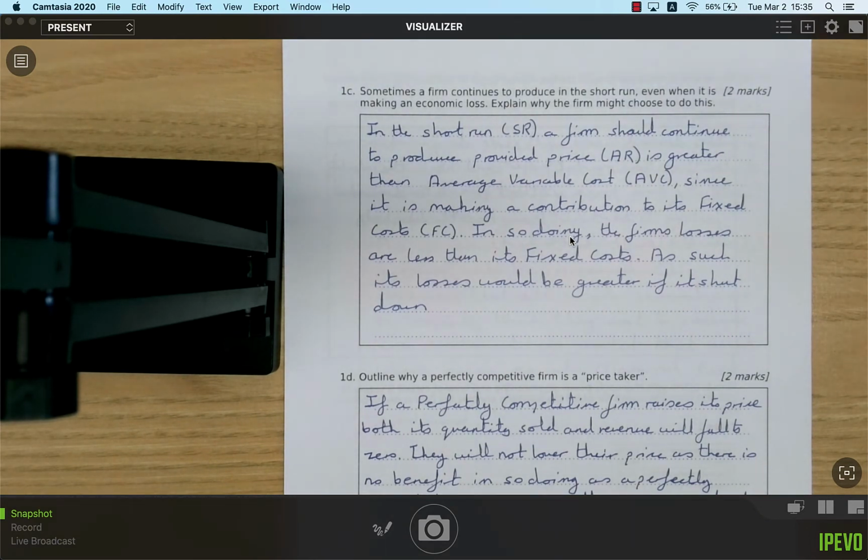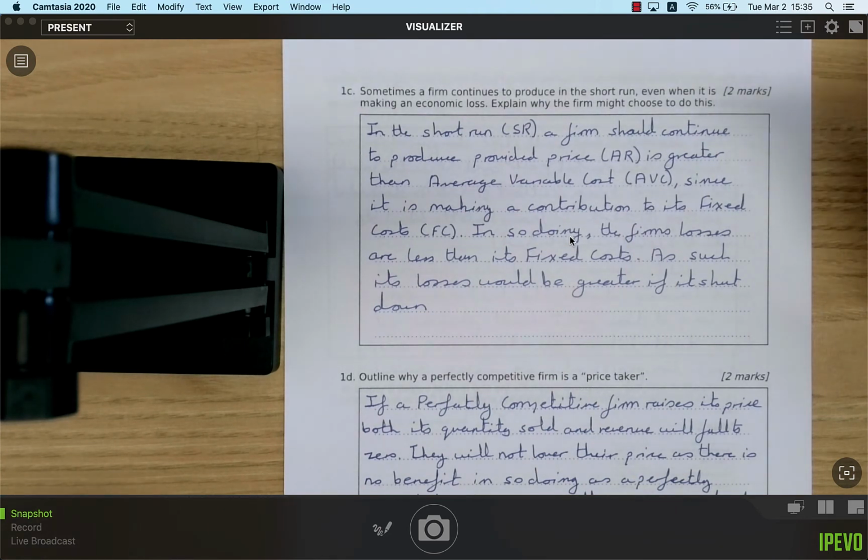As such, its losses would be greater if it shut down. Okay? Now, we're not talking about the long term. In the long term, you have to cover all costs. We're just saying, if they're deciding whether to open today or not, well, if they believe that they can cover their average variable cost, they're better off opening, because their losses would be less than if they didn't open.